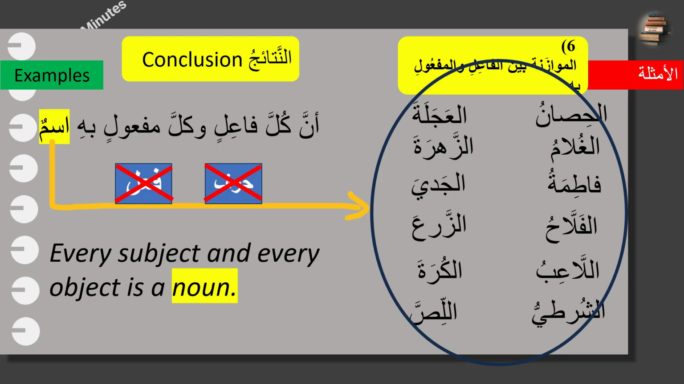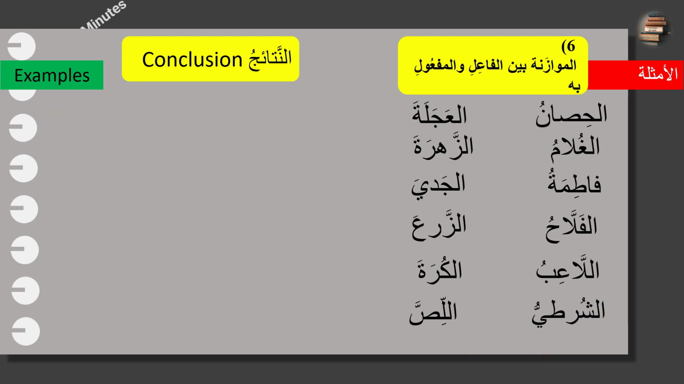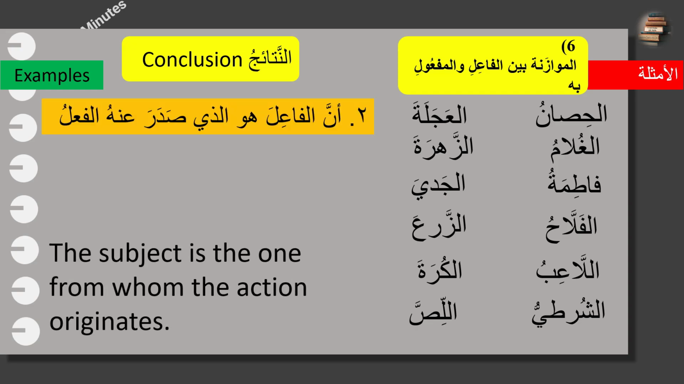Remember, the lesson is al-muwazanatu bayn al-fa'ili wal-maf'ul. So what we're doing is comparison between them. And here the similarity is that they're both nouns. I hope that's clear. The second point between fa'il and maf'ul is أن الفاعل هو الذي صدر عنه الفعل. أن الفاعل, the subject, هو الذي صدر, is the one from whom the action originated. عنه الفعل. So the action originated from the fa'il.